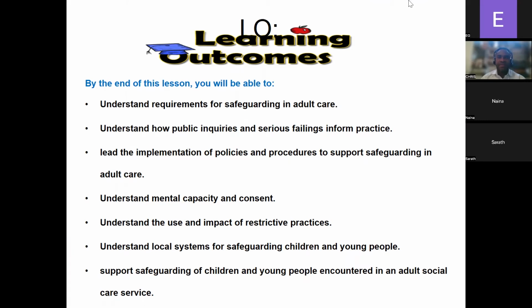Understand requirement for safeguarding in adult care. Understand how public inquiries and serious failings inform practice. Lead the implementation of policies and procedures to support safeguarding in adult care. Understand mental capacity and consent.